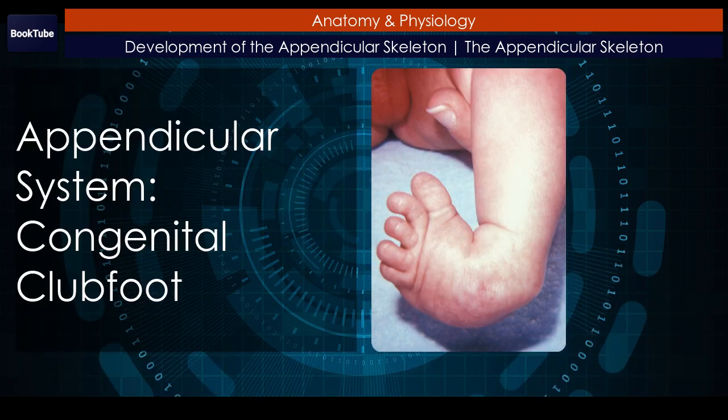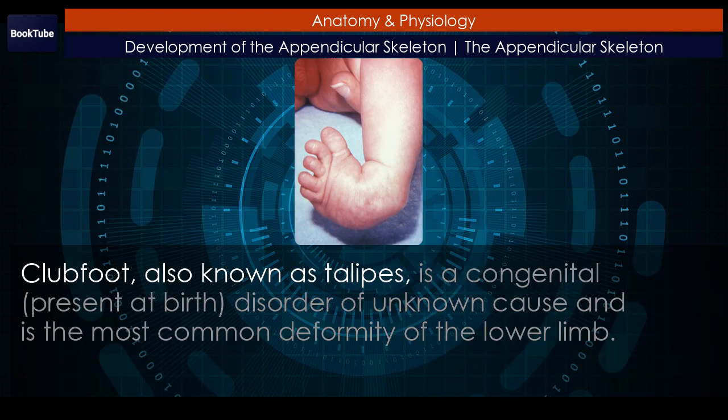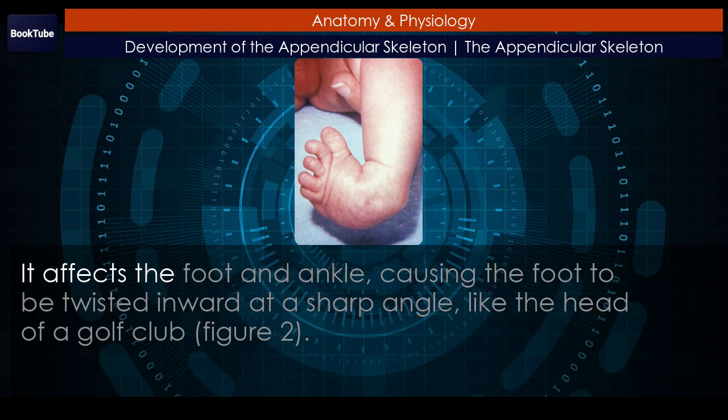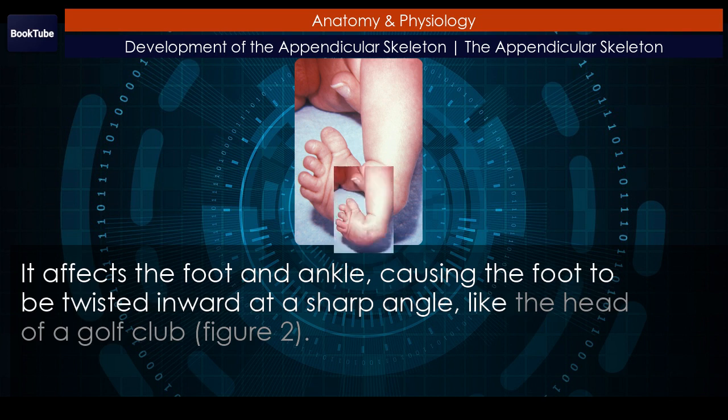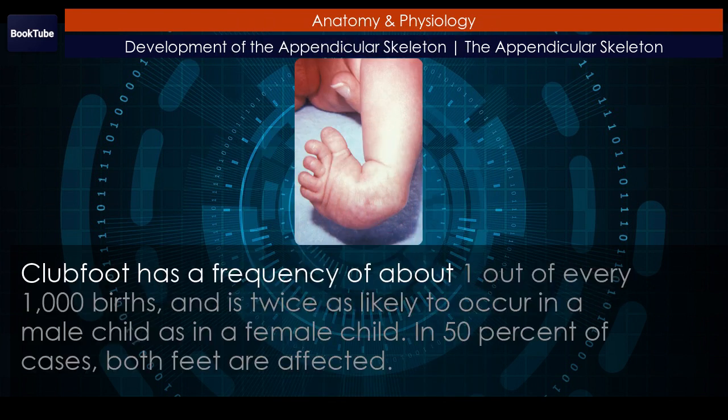Disorders of the appendicular system: congenital clubfoot. Clubfoot, also known as talipes, is a congenital (present at birth) disorder of unknown cause and is the most common deformity of the lower limb. It affects the foot and ankle, causing the foot to be twisted inward at a sharp angle, like the head of a golf club. Figure 2. Clubfoot has a frequency of about 1 out of every 1,000 births, and is twice as likely to occur in a male child as in a female child. In 50% of cases, both feet are affected.